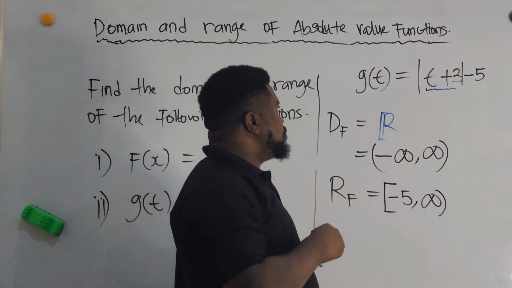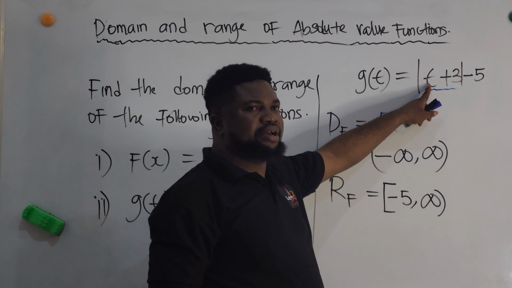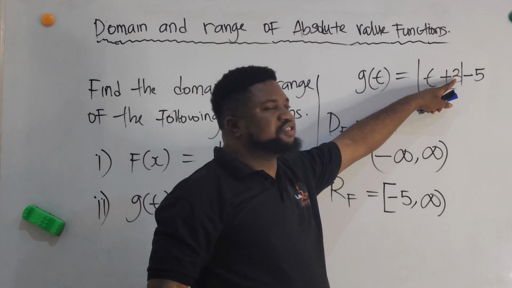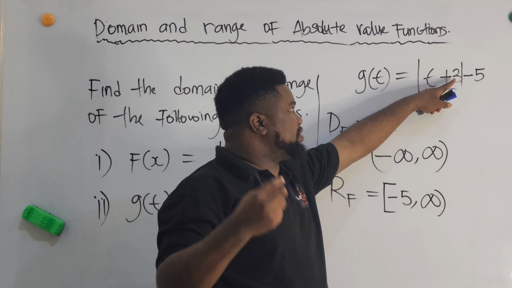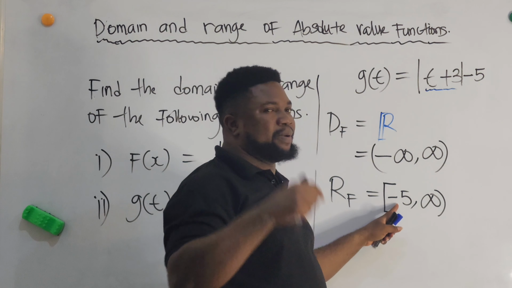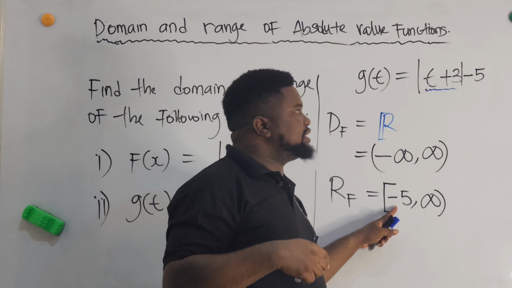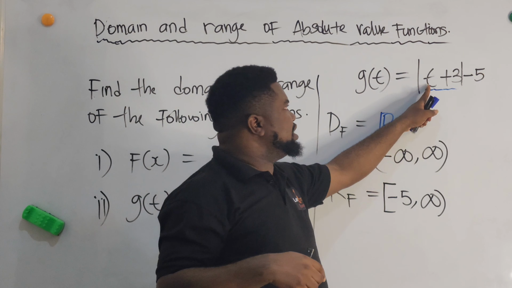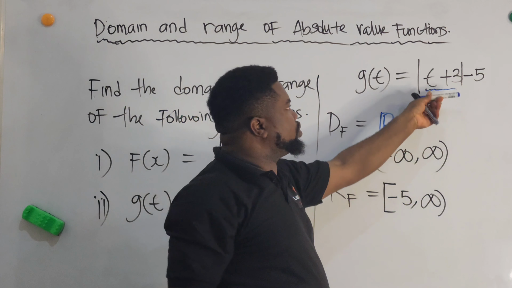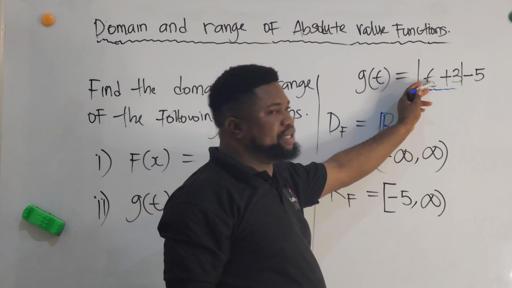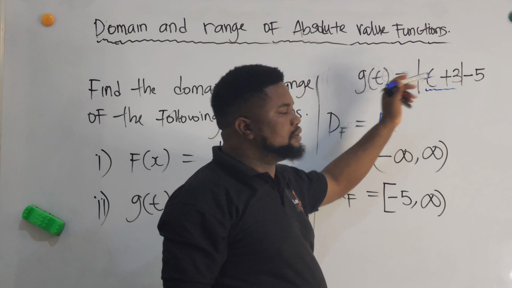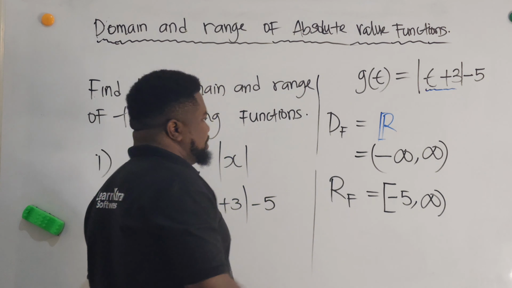Yes. When t is minus 3, plus 3 gives us 0. When t is minus 3, we'll have minus 5 as our starting point. Yes, t can be minus 3. The absolute value works on the total. t can be minus 3. Yeah, so that's my range.